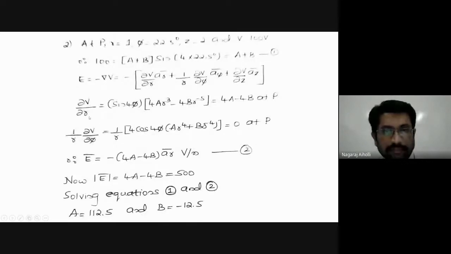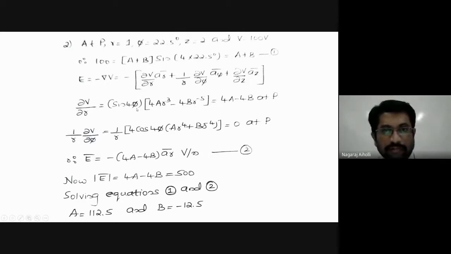∂V/∂R is how much? Sin 4φ into (4AR³ − 4BR⁻⁵). Write the same equation as it is: ∂V/∂R is equal to sin 4φ into (4AR³ − 4BR⁻⁵). Now substitute the coordinates of R, φ and Z.